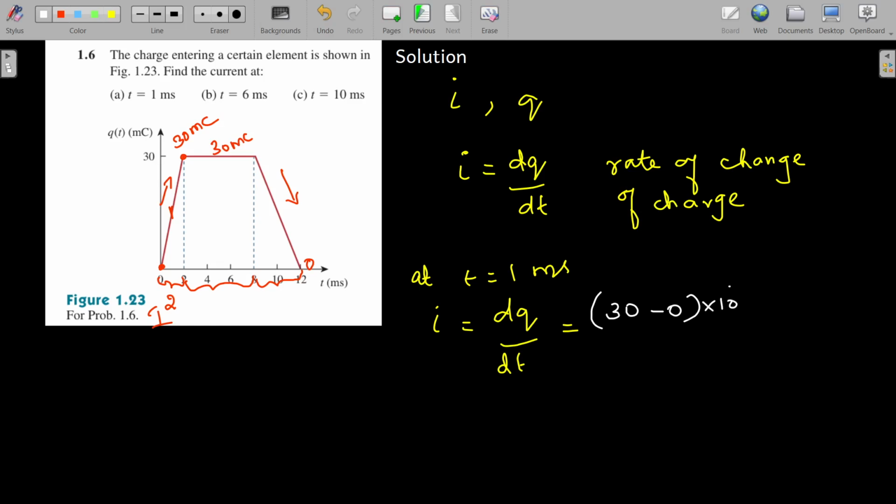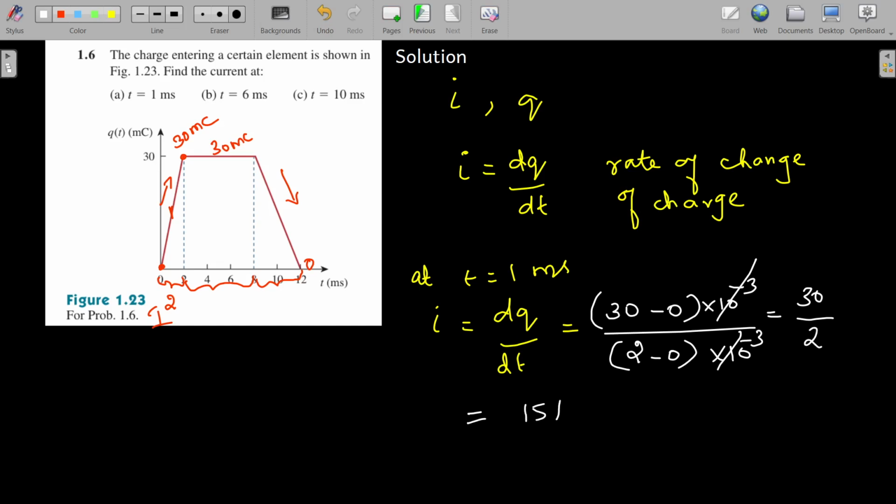So it is 10 power minus 3 divided by the time change. It is changing from 0 to 2, that means 2 minus 0, multiplied by 10 power minus 3 since it is given in milliseconds. So that is equal to 30 divided by 2, which is equal to 15 amps. This is the answer: the current is 15 amps at 1 millisecond.